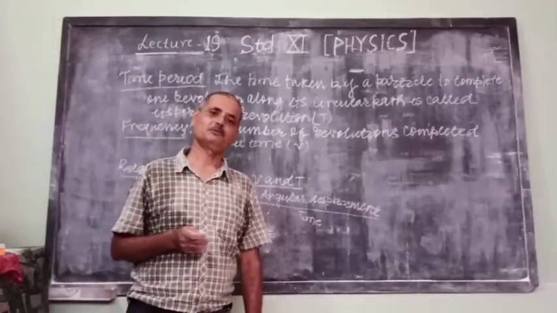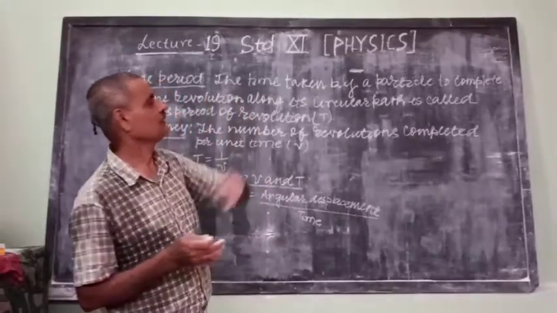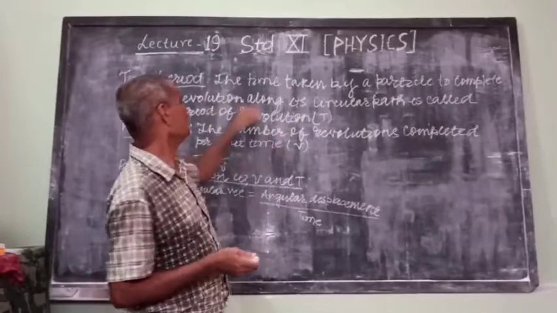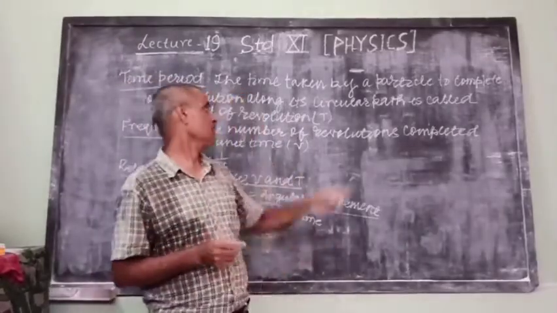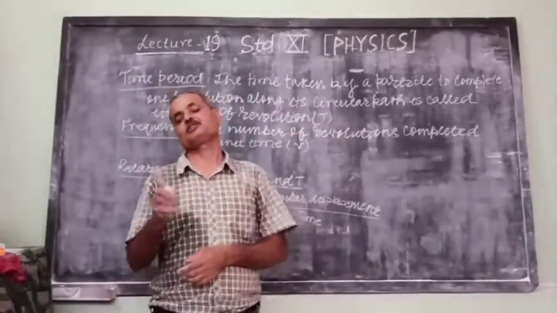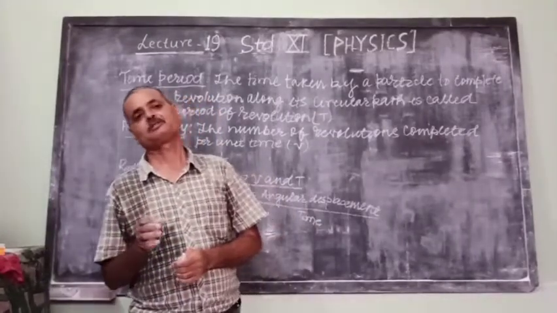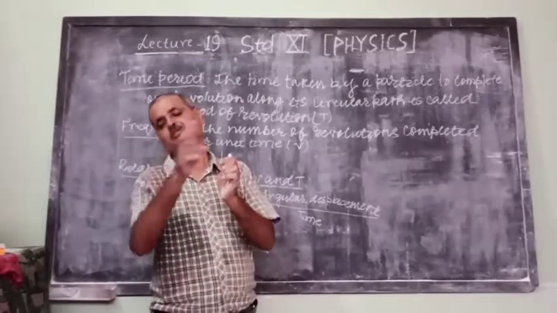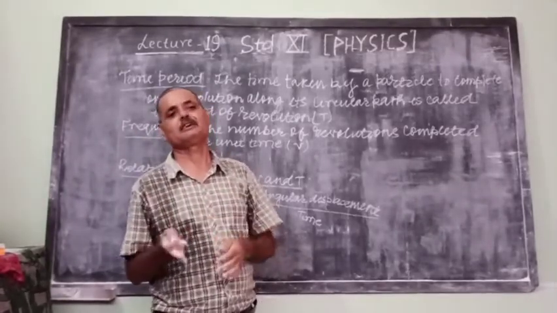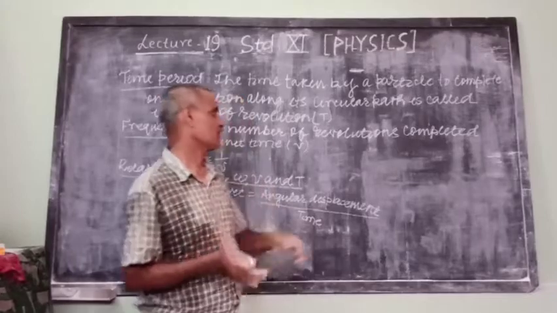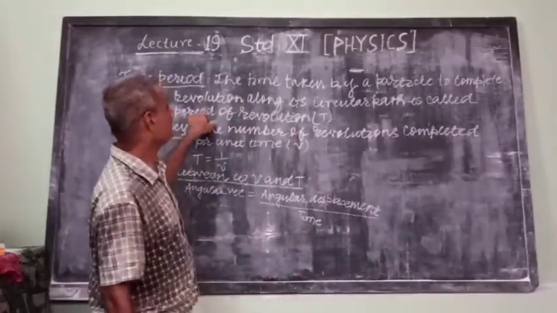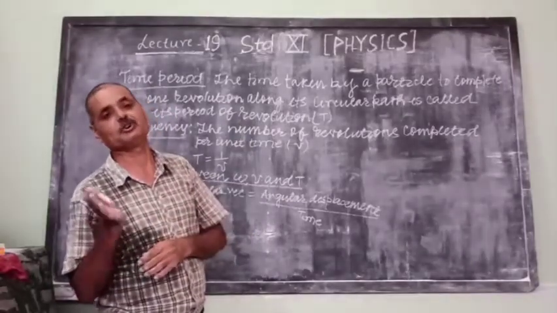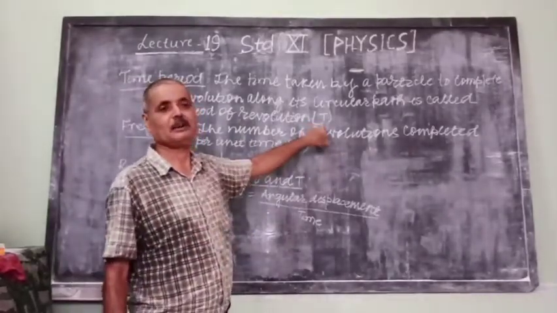Time period. We all are familiar about time period. That is the time taken by a particle to complete one revolution along its circular path. It means that time to complete one revolution of the circular path, that is called time period, or it is called period of revolution. Both are same and it is denoted by capital T.